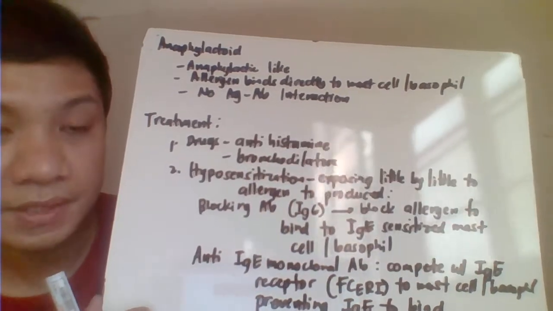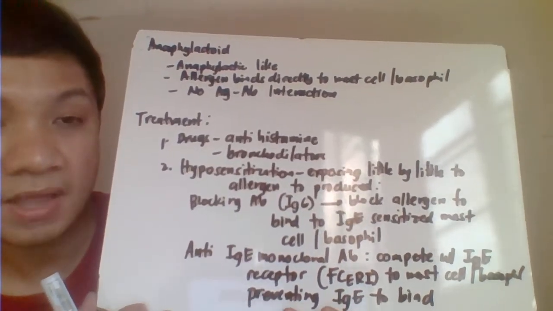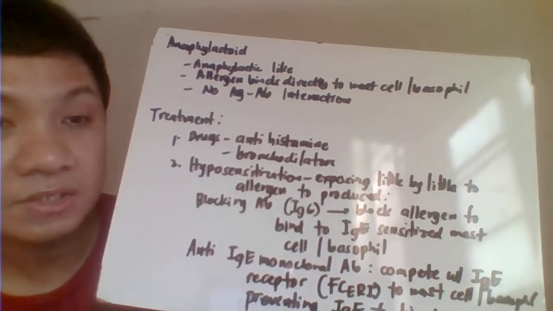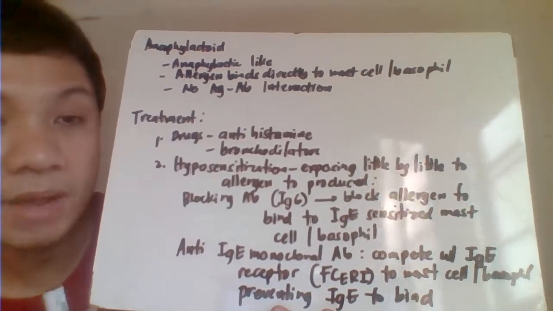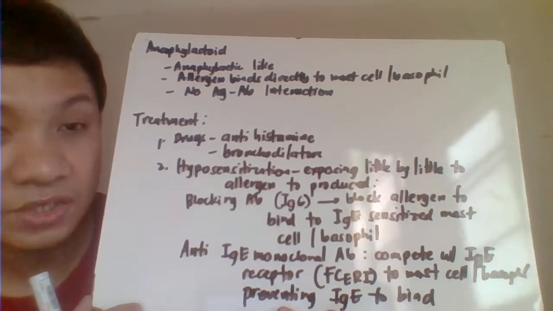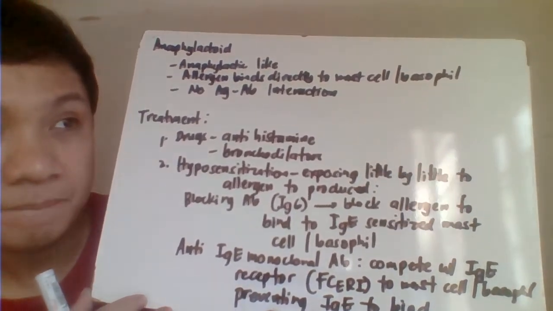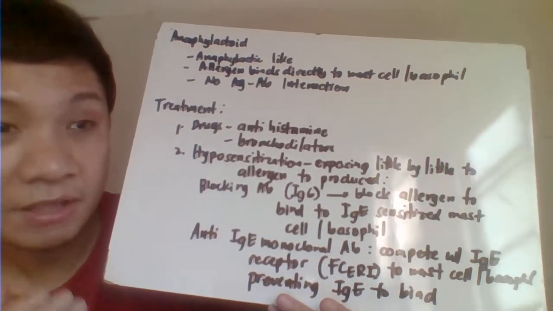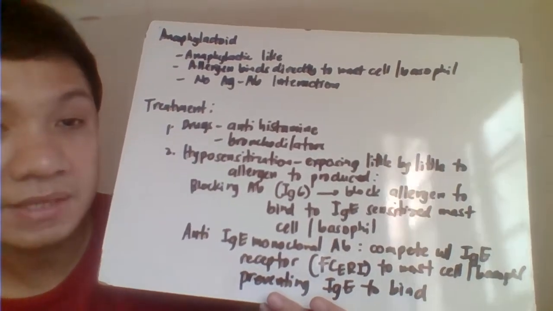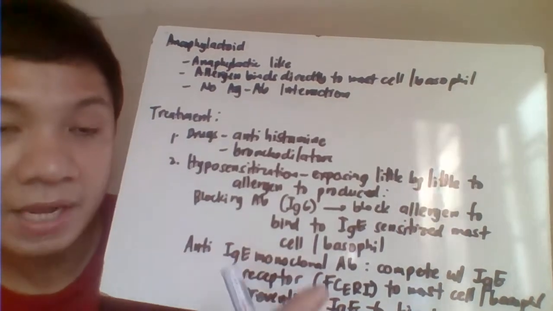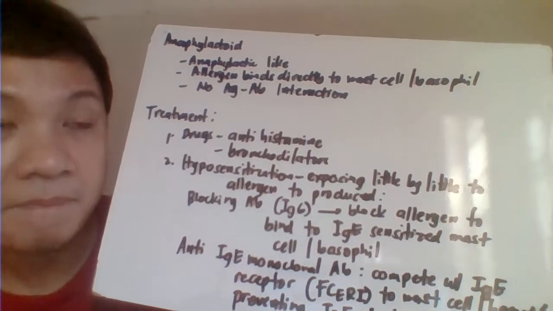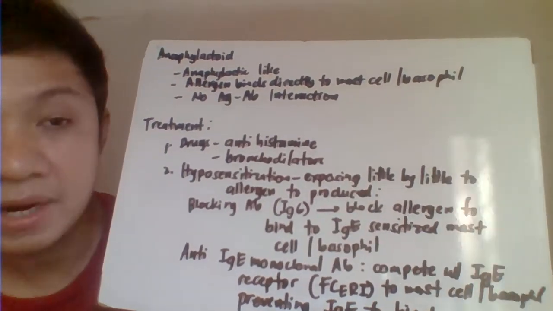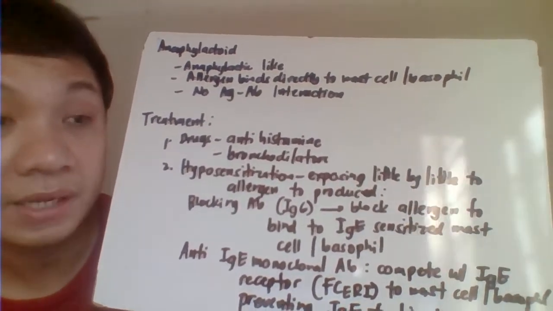Then you can also have hyposensitization. Hyposensitization is the process whereby you expose the patient little by little, in increasing concentrations, to the offending allergen until the patient develops tolerance and develops a blocking antibody. The blocking antibody is the IgG antibody, which blocks the allergen by binding with it, therefore preventing the allergen from binding to IgE-sensitized mast cells and basophils. Therefore, it also prevents those cells from undergoing degranulation.